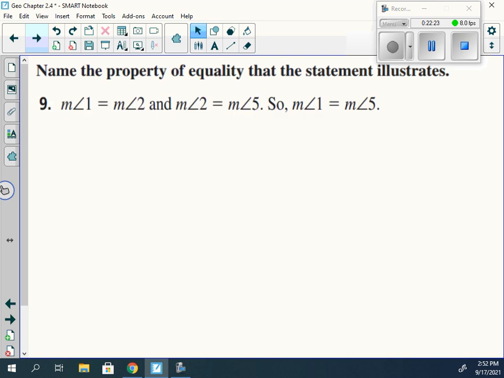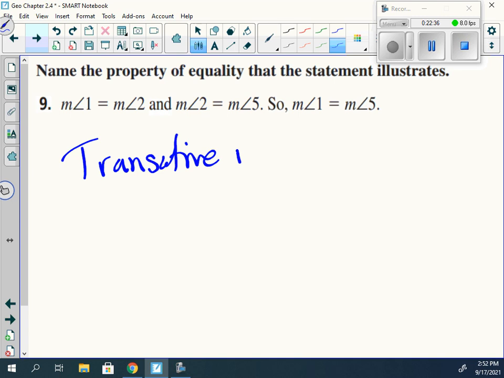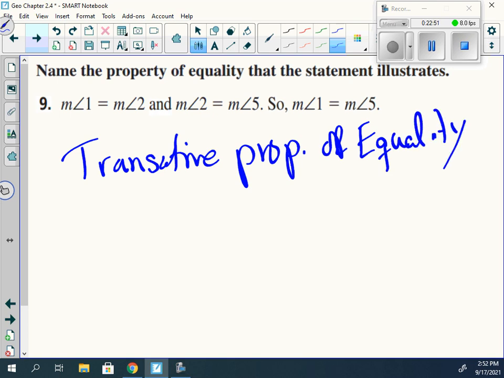The measure of angle 1 is equal to the measure of angle 2, and the measure of angle 2 is equal to the measure of angle 5. So the measure of angle 1 equals the measure of angle 5. Transitive property of equality. Any questions on this here?